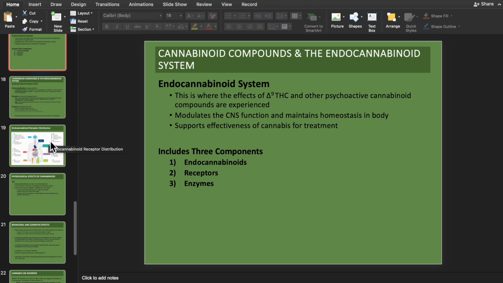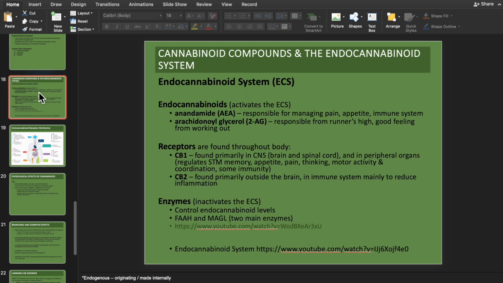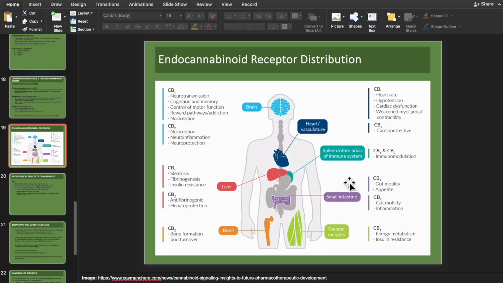The endocannabinoid system consists of three components. This is where the effects of THC and other psychoactive cannabinoid compounds are experienced. So there's endocannabinoids, there's receptors, and there's enzymes. Endocannabinoids are responsible for activating the endocannabinoid system. And we talked about the two main endos. The receptors are found throughout the body. They bind to CB1 and CB2 receptors. You can find that in this diagram here.